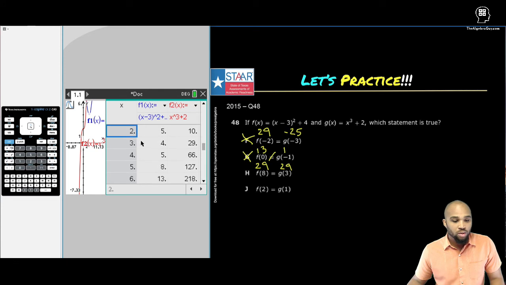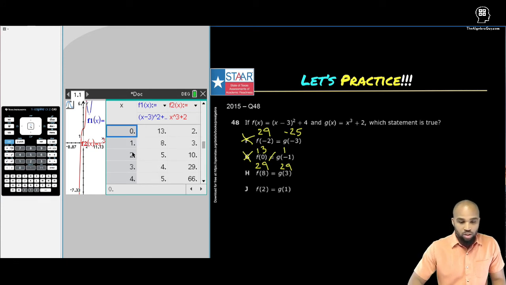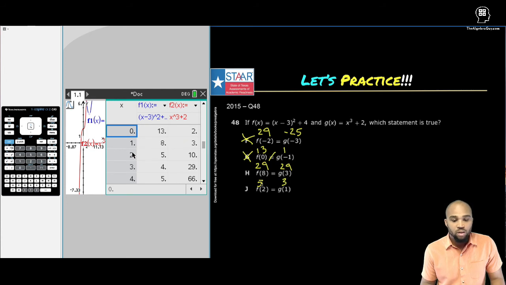Now, just for kicks and giggles, I'm going to go ahead and look at 2 and 1 as well. So here's 2 and 1. So f of 2, here we have 5. And for g of 1 is 3. So that's obviously not going to be right. So our only answer is here.